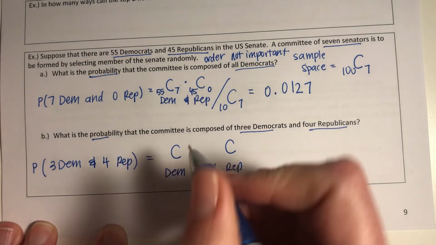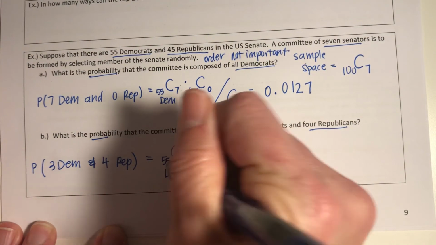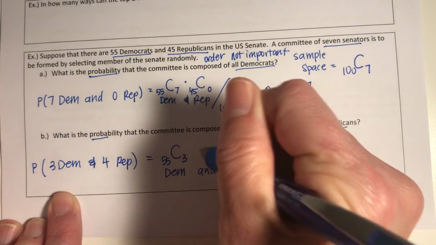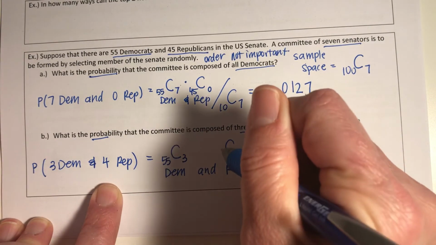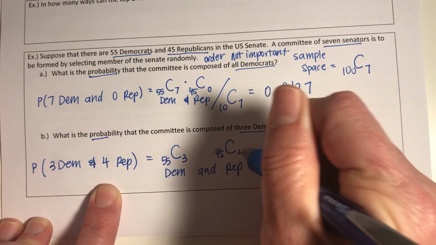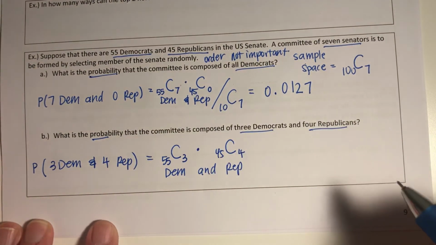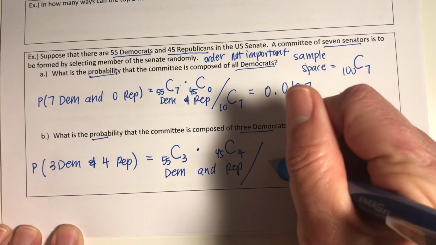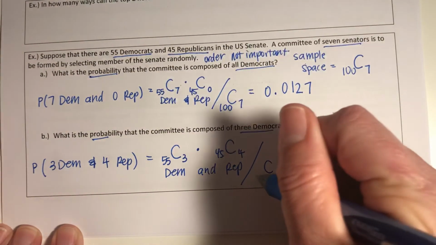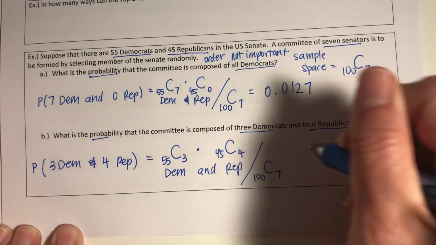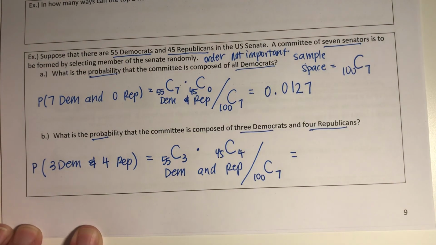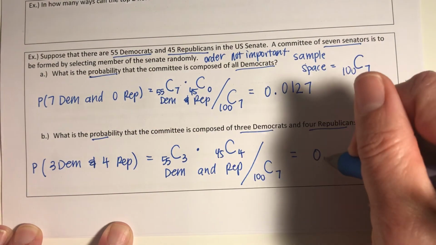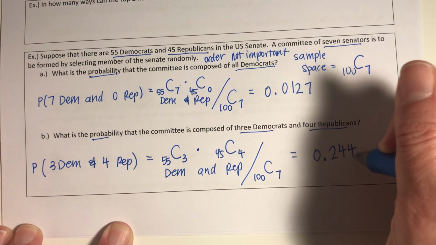Total Democrats that we are selecting from, again, is 55. We will be selecting 3 of them for our committee. Republicans, we have a total of 45, and we are selecting 4 of those for our committee. Again, we're going to put our multiplication dot in there. Dividing by the sample space, which again is 100. Make sure you have 100 choose 7. And then going through and plugging this all in on your calculator, you should get an answer of 0.2442.